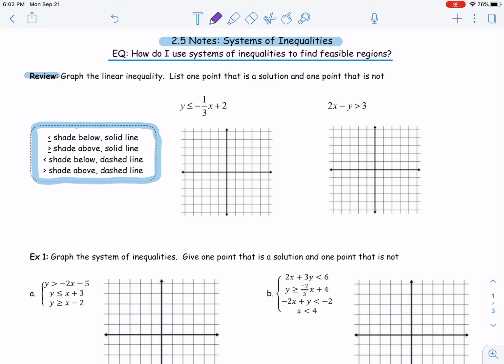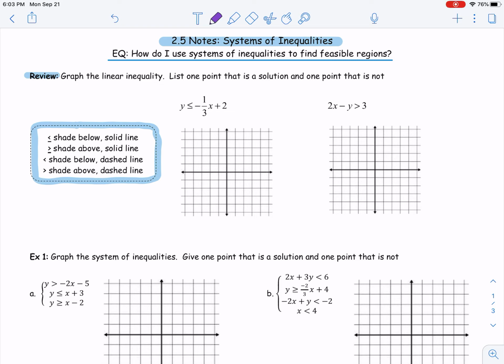If it's less than or greater than, we will be using a dashed line, and that means we will not include anything along that line in our solution set. And again, if it's less than, shading below, greater than, shading above. So like I said, the first two should be somewhat of a review. So I go ahead and I get started.